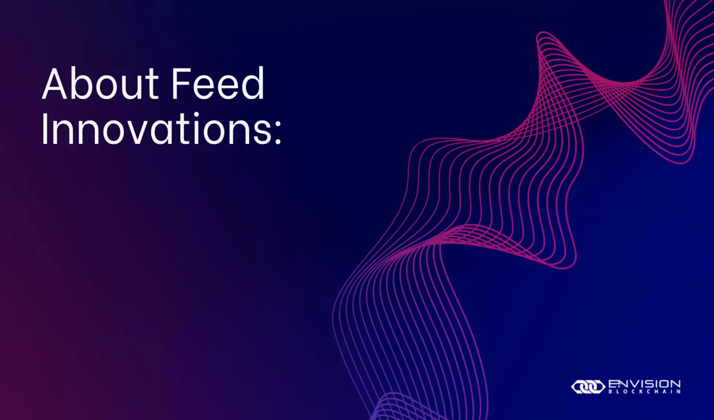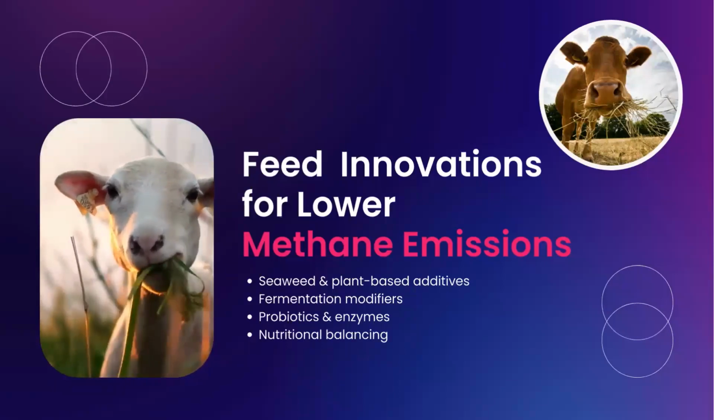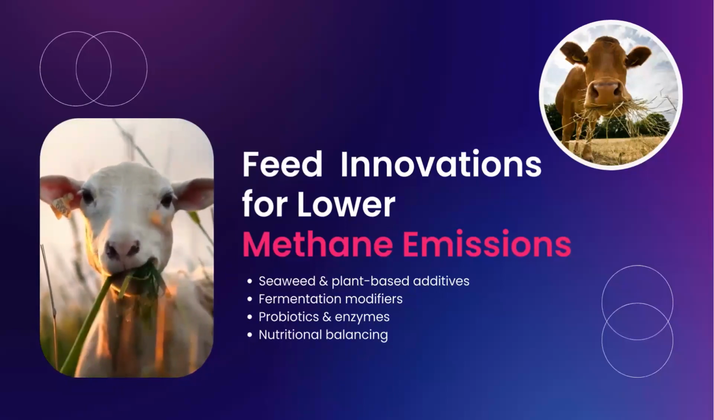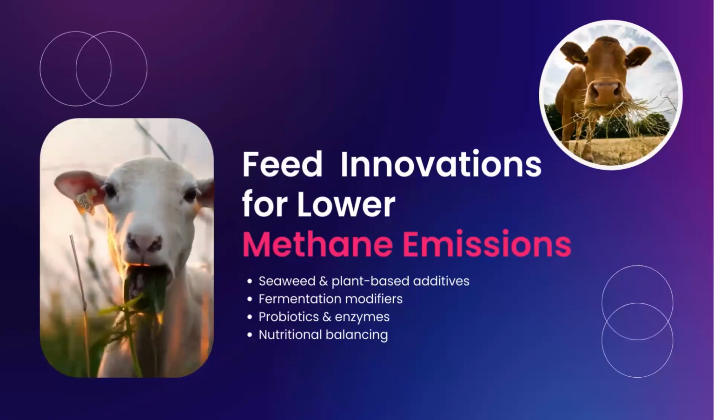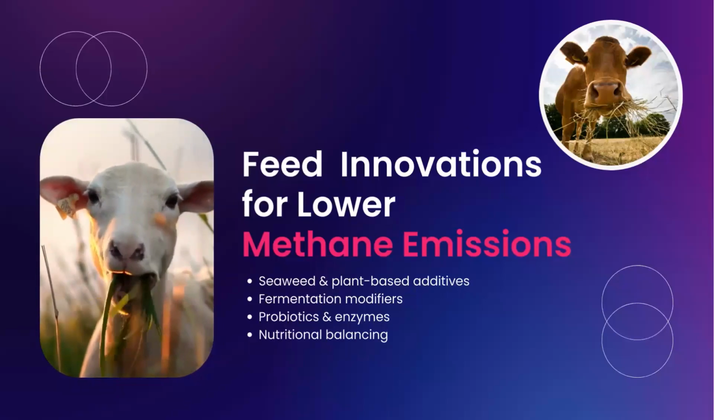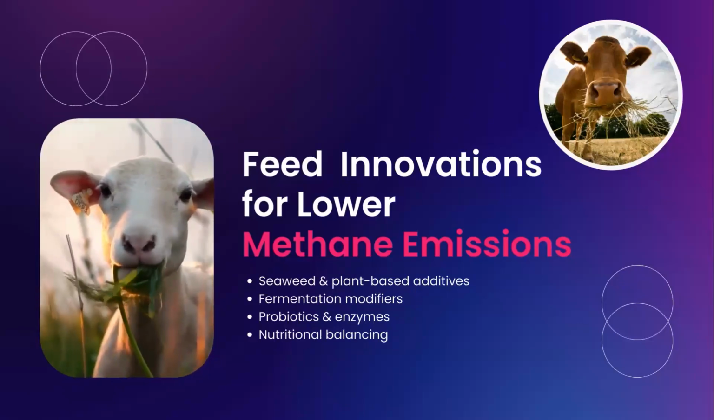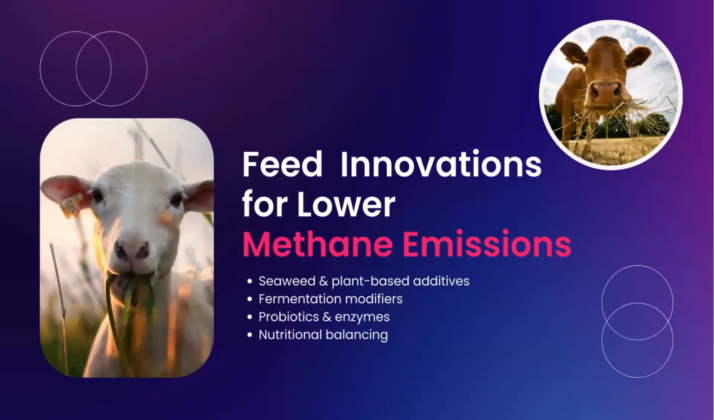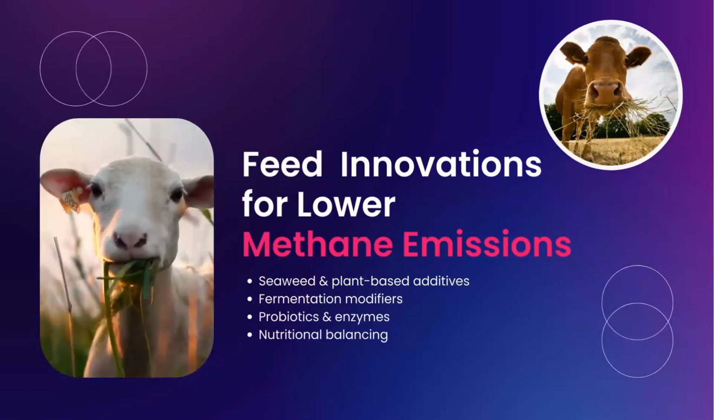Now a little bit about feed innovations that are currently out there. So we have the first one on this list as seaweed and plant-based additives. They contain compounds that actively inhibit methane production in the digestive system. Fermentation modifiers play a crucial role by optimizing microbial activity, resulting in reduced methane release during digestion. Probiotics and enzymes aid in digestion, breaking down feed more efficiently and minimizing methane generation. And the final one on this list is going to be nutritional balancing, which ensures the right nutrients are delivered, supporting healthy digestion and reducing excess methane production.